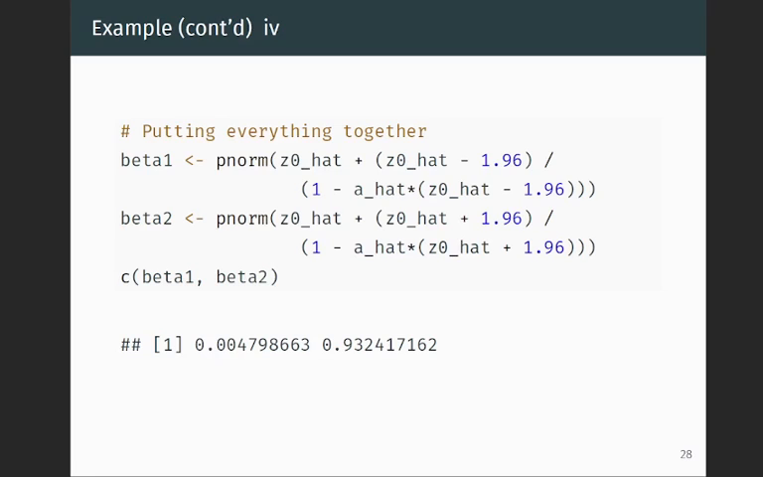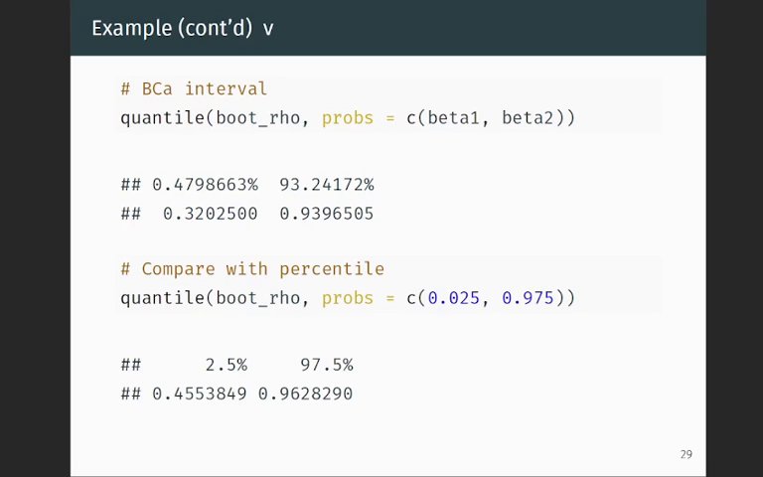So instead of computing the sample quantiles at 0.025 and 0.975, like we would do with the percentile confidence interval, what we're doing instead is doing it at beta 1 and beta 2, which are 0.005 and 0.93. And so we can use those two values to get the quantiles, and we get a confidence interval that goes from 0.32 to 0.93 or 0.94.